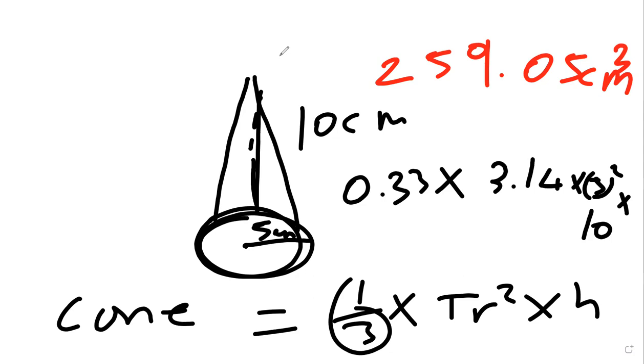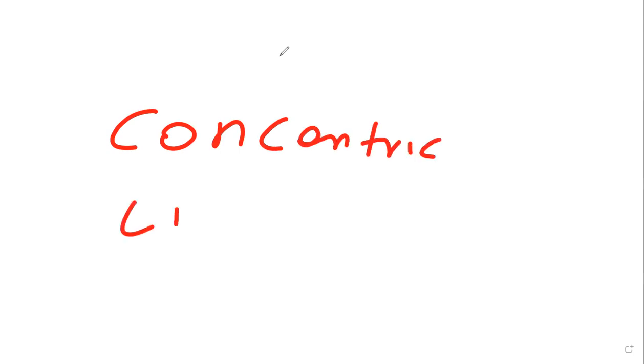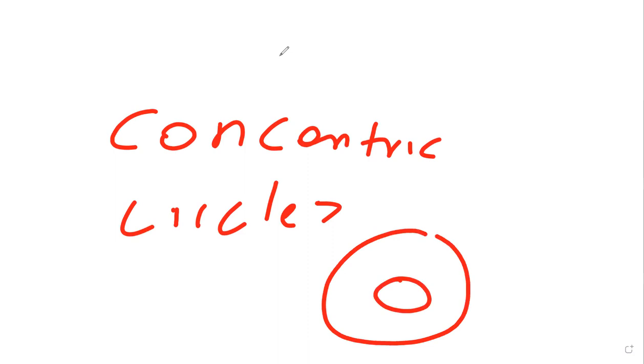Now, the last question we're looking at is what is the concentric circle concept. Always remember that with concentric circles, you have a small circle and you have a bigger circle, and they share a common point right in the center.